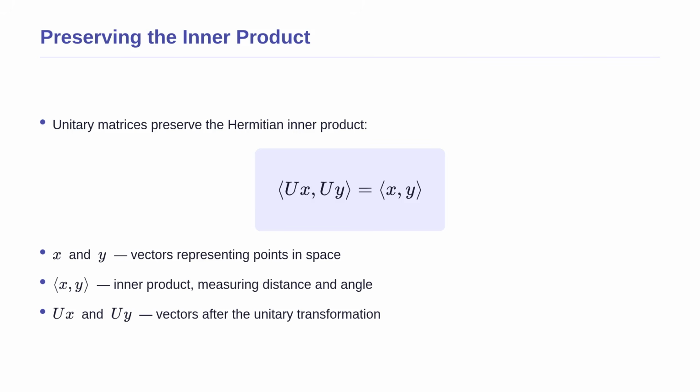Now that we have successfully verified a unitary matrix, let us look at one of its most beautiful properties. It preserves the Hermitian inner product. Conceptually, the inner product is a mathematical way to measure the angle and distance between two vectors. In this formula, x and y are our initial vectors. The angle brackets represent the inner product measurement. Ux and Uy are those same vectors after being transformed by our unitary matrix. The equation guarantees that the measurement after the transformation is exactly equal to the measurement before. If the vectors grow larger, the inner product scales accordingly, but the relative geometry remains perfectly locked in place.